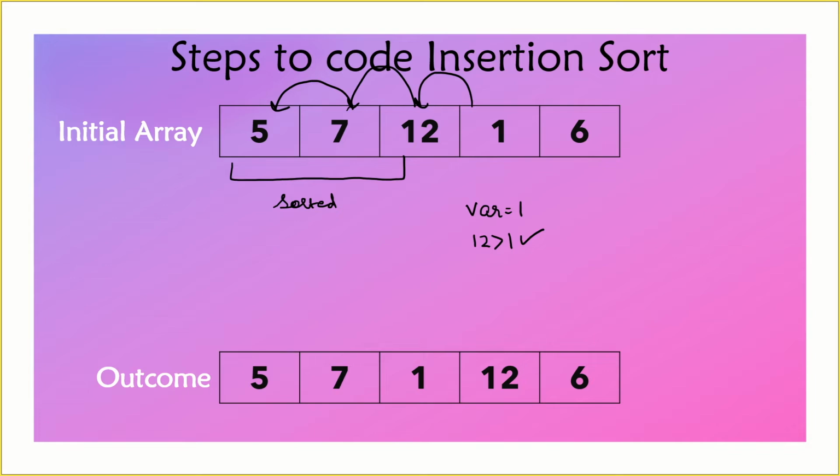And then we will be comparing 1 and 7, as 7 greater than 1 condition is also true. So 7 makes space for 1 and 1 is shifted towards the left hand side. In the next iteration, 1 is compared with 5. This is also true. So 5 makes place for 1 and 1 is finally brought at its correct position in the array. So the outcome will be this.